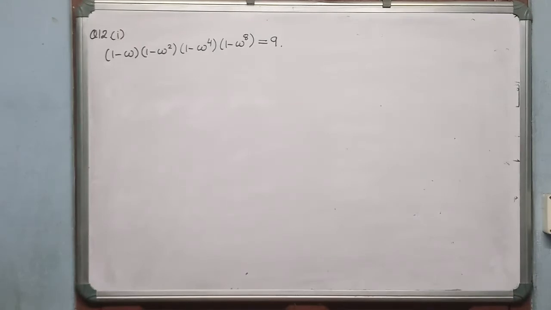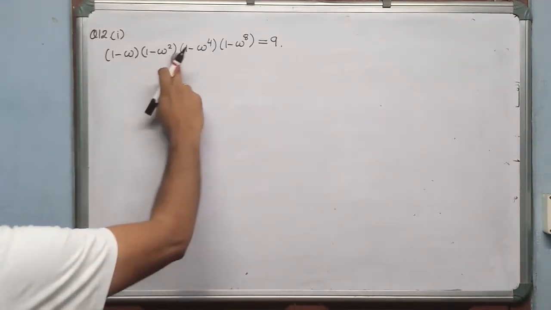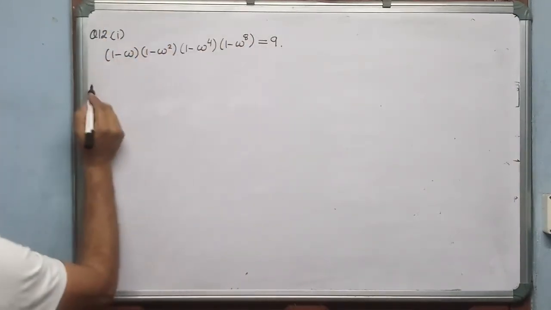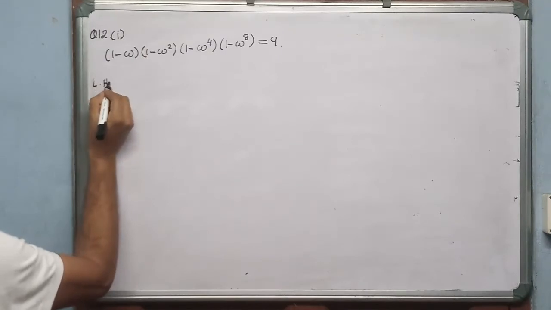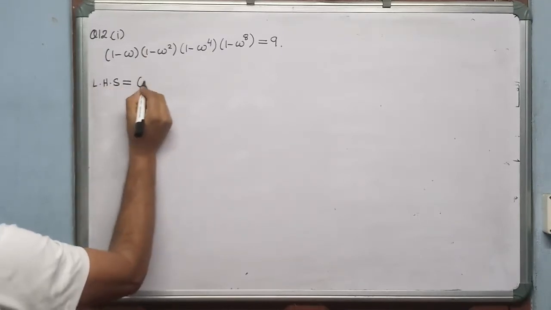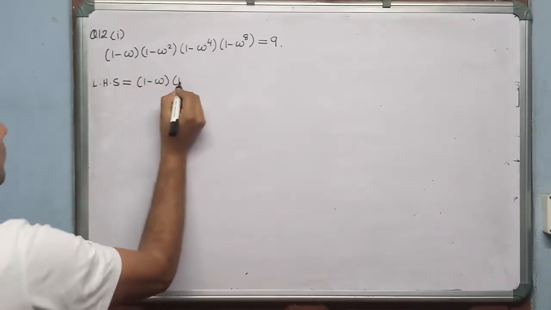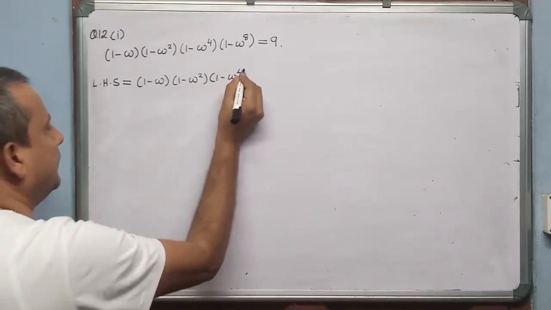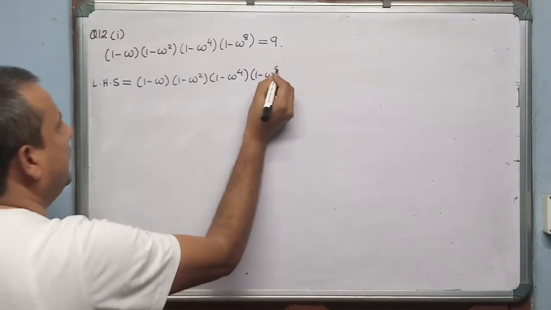Now the question application. (1 minus omega square)(1 minus omega to the power 4)(1 minus omega to the power 8) equals 9. This you have to prove. This question is important. Left hand side, (1 minus omega square)(1 minus omega to the power 4)(1 minus omega to the power 8).